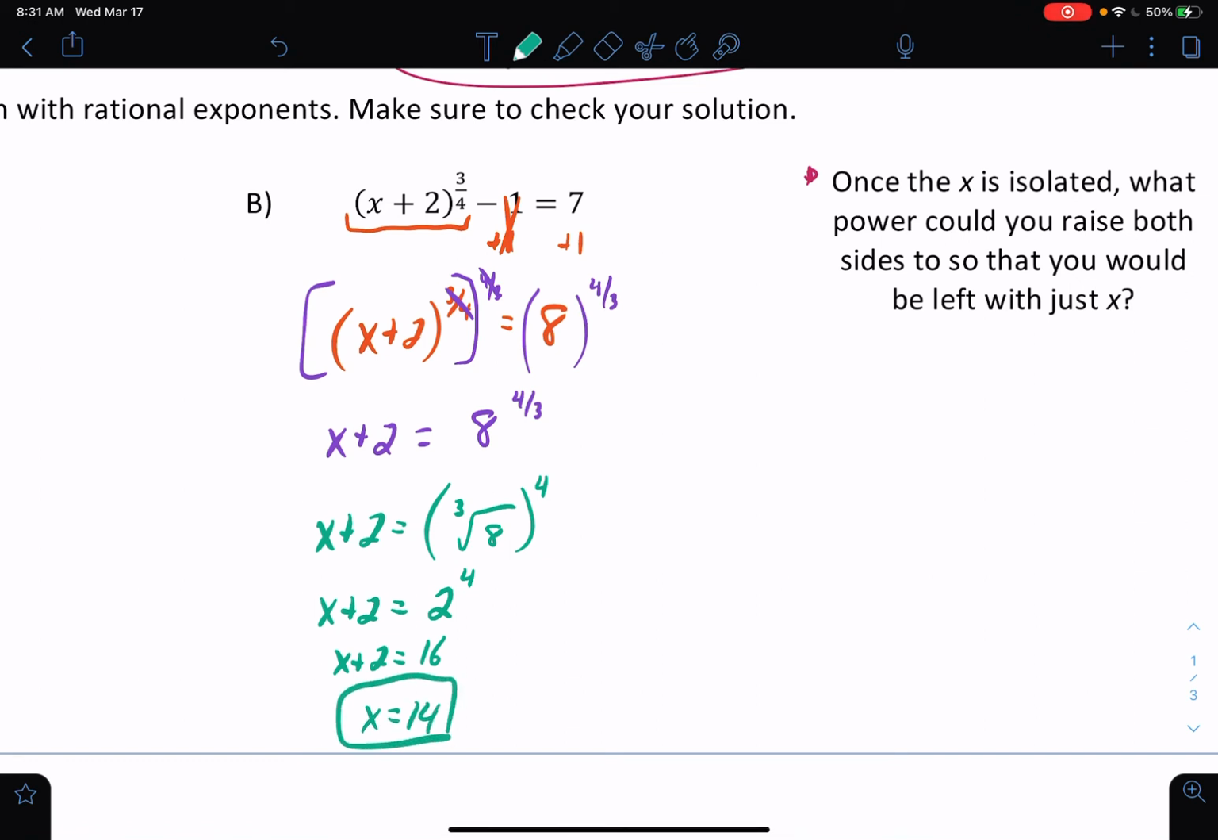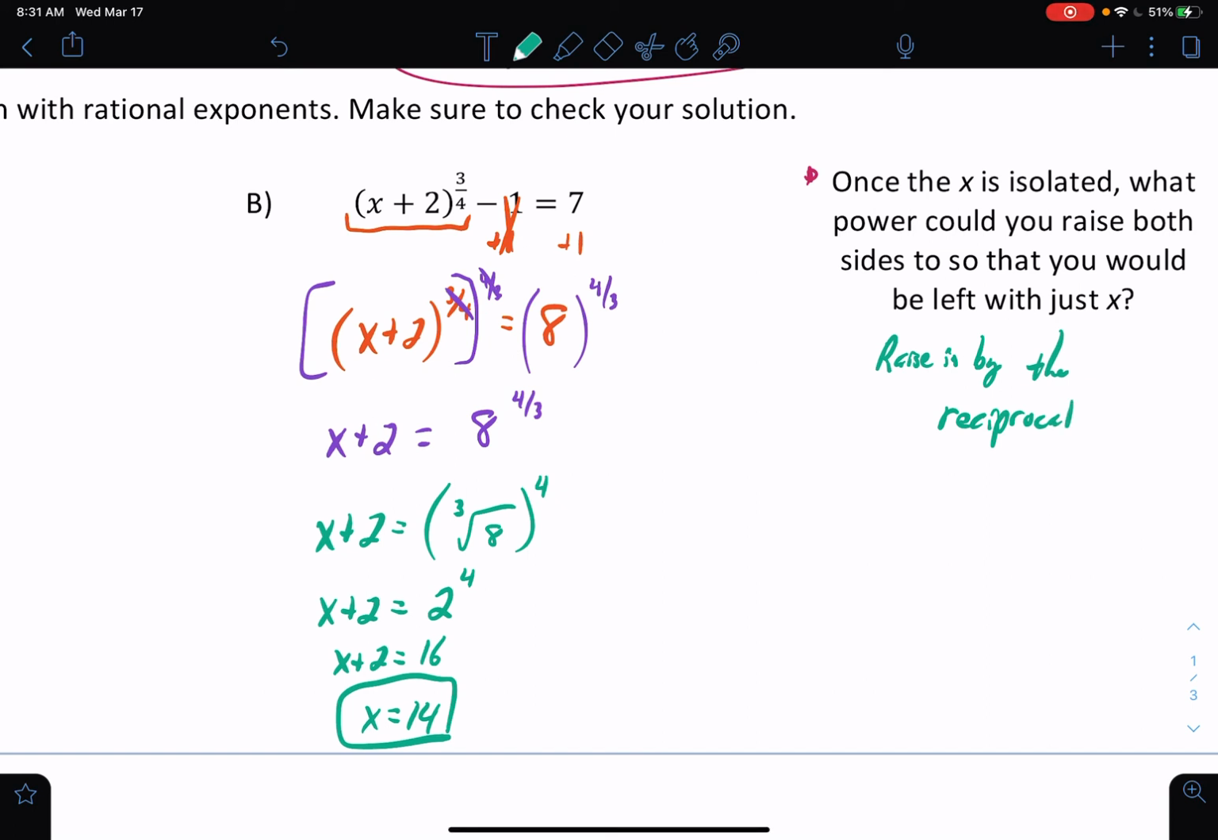Then I can just use my calculator. 14 plus 2, if I raise that to the 3/4 power, that's going to give me 8. 8 minus 1 is 7. So it works. So the big summary for this whole thing is if it's already in radical form, you just need to raise both sides to an exponent. If it's in fractional form, you need to raise it by the reciprocal.